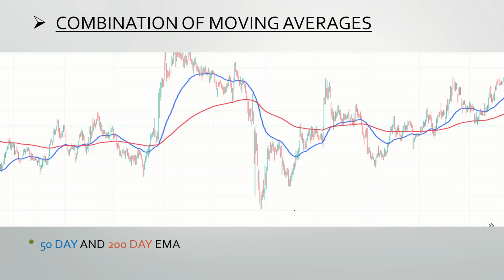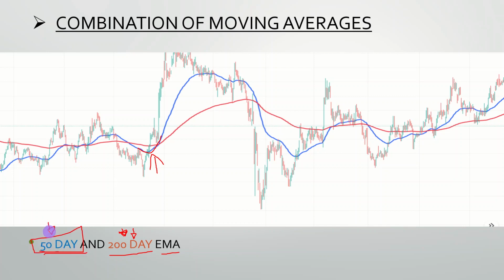This is a sideways market in which a 50-day moving average and a 200-day moving average are applied on the chart. The blue line is the 50-day moving average, and the 200-day moving average is the red line. We are buying when the crossover happens. This is the first crossover, when the blue line crosses from below to above the bigger moving average. The 200-day is the bigger moving average, and it is also a slow moving average. It reacts to the price more slowly than the small period moving average.